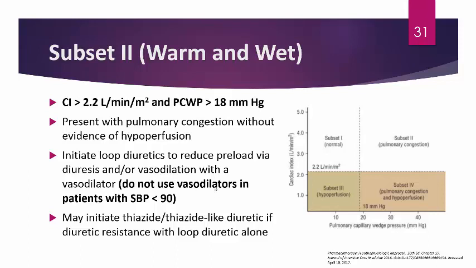If your patient is refractory to loop diuretics, in terms of intermittent loop diuretics, you may initiate a continuous loop diuretic drip, or you may even initiate a thiazide or thiazide-like diuretic if diuretic resistance occurs with the loop diuretic alone. So essentially, you may start hydrochlorothiazide, chlorothiazide, or metolazone on these patients if they have diuretic resistance.